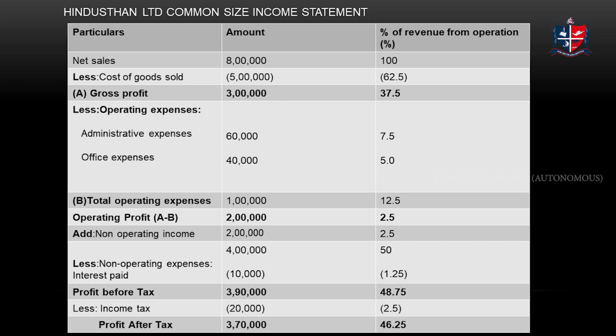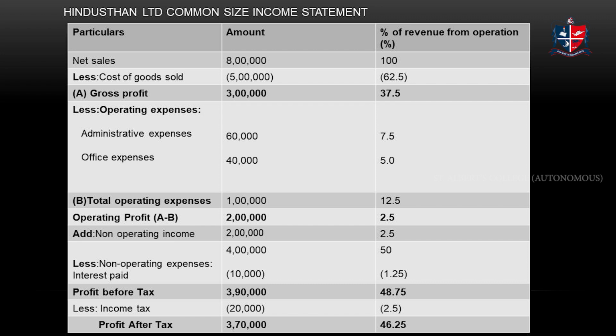Okay, then less cost of goods sold. We will write these amounts. Then by deducting the cost of goods sold from net sales, we will get gross profit, that is 3 lakh, and the percentage is 37.5. I already explained the formula, that is current item divided by common base into 100. So you will get 37.5 percentage. Then less operating expenses.